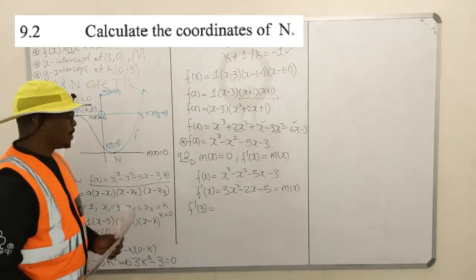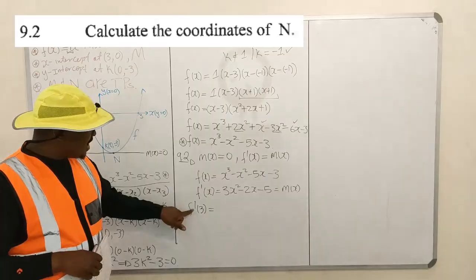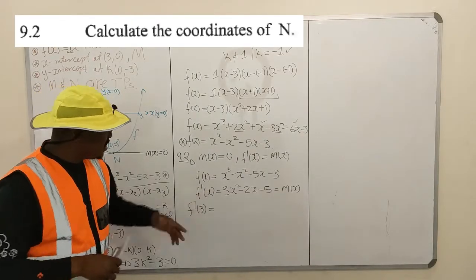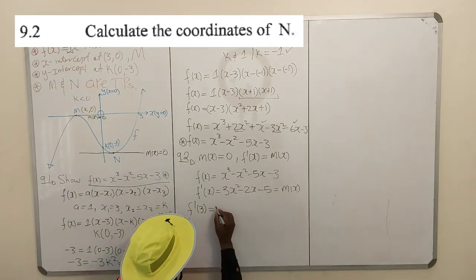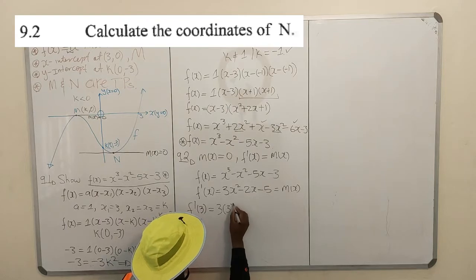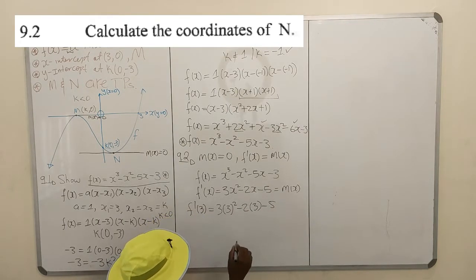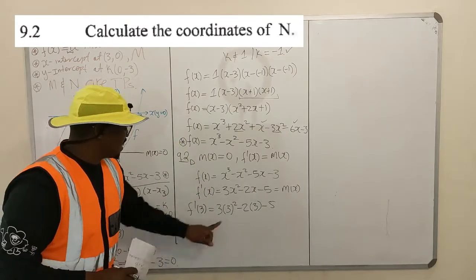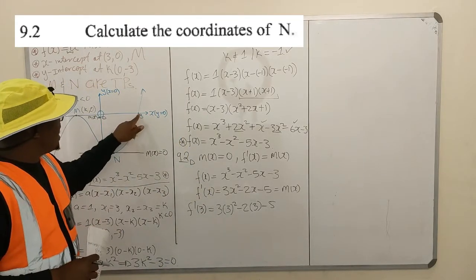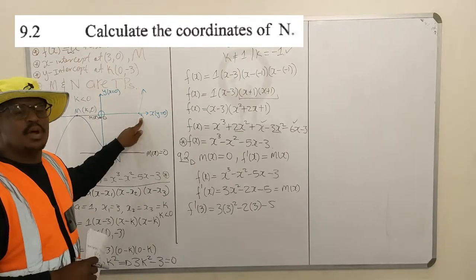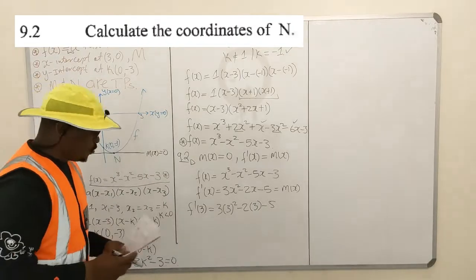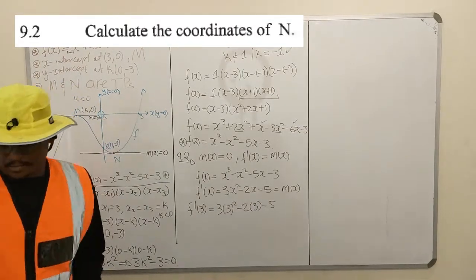Let me repeat this again. So, if you find f prime at 3, which means on this derivative of yours, you say, okay, 3 into 3 squared minus 2 into 3 minus 5. The answer of this is the gradient on our function f at x is equal to 3. So, let me find whatever the answer is there.